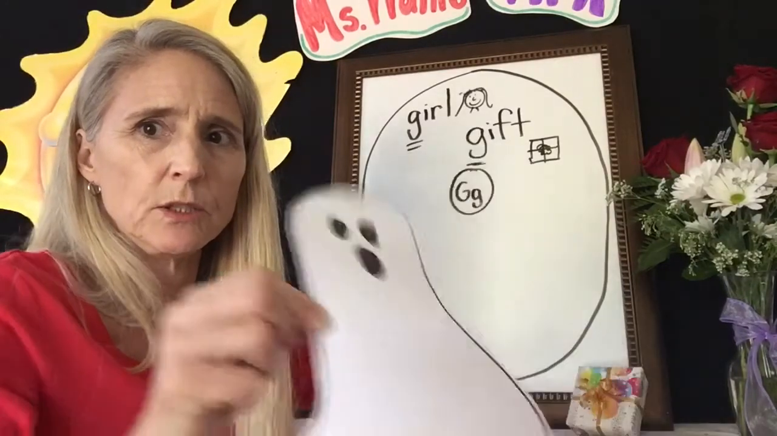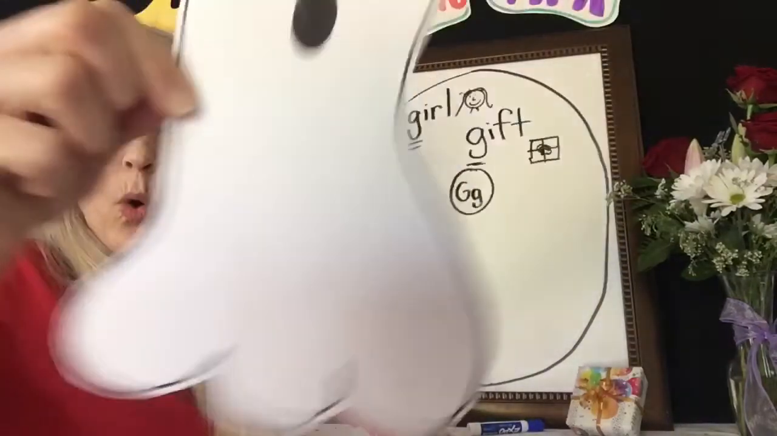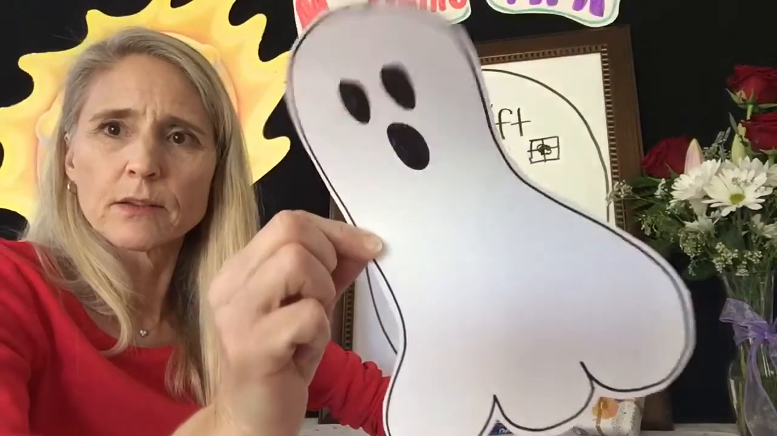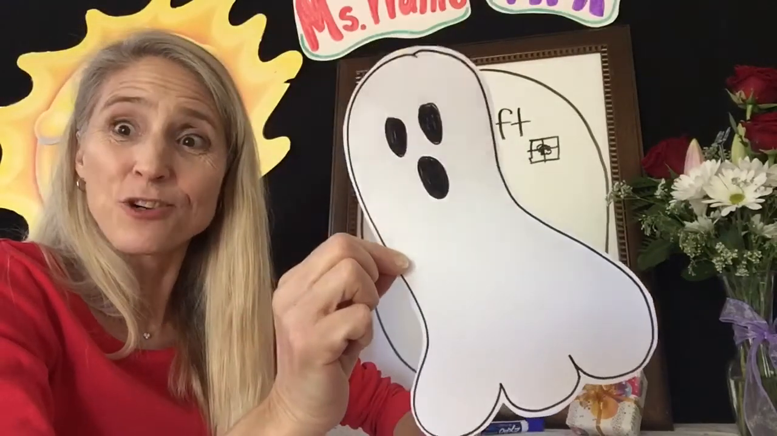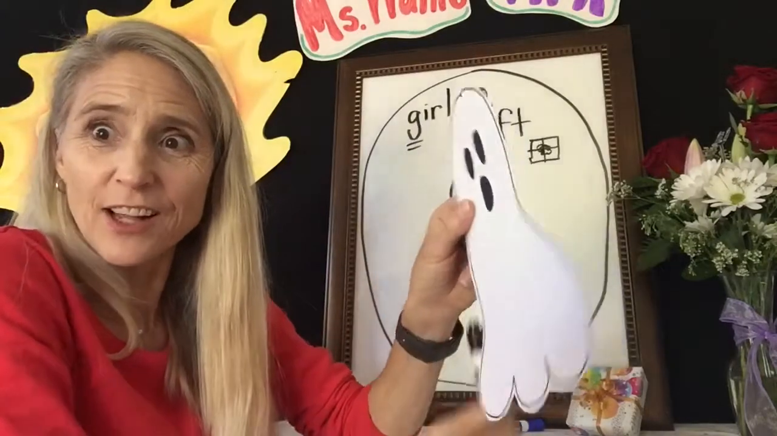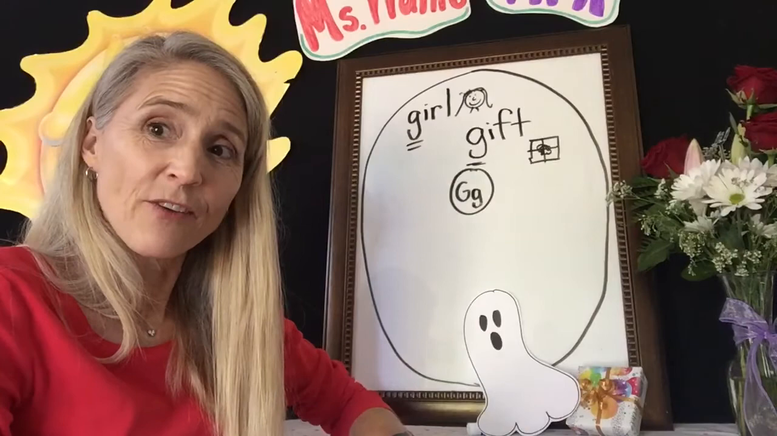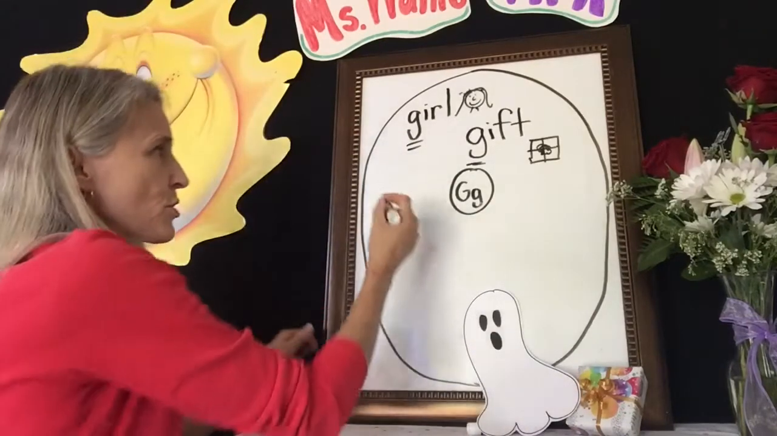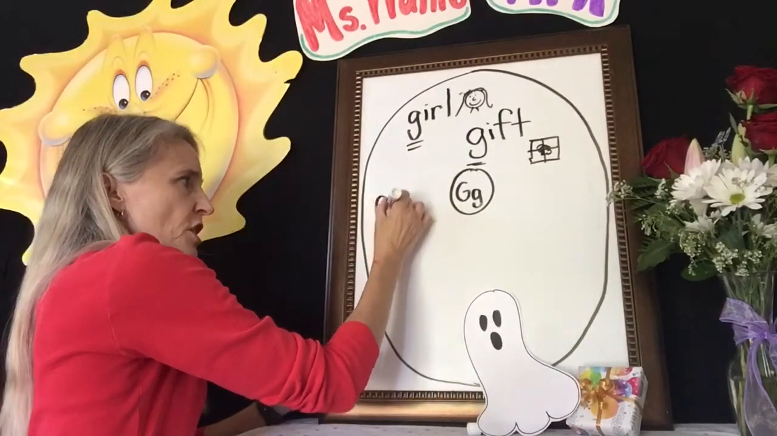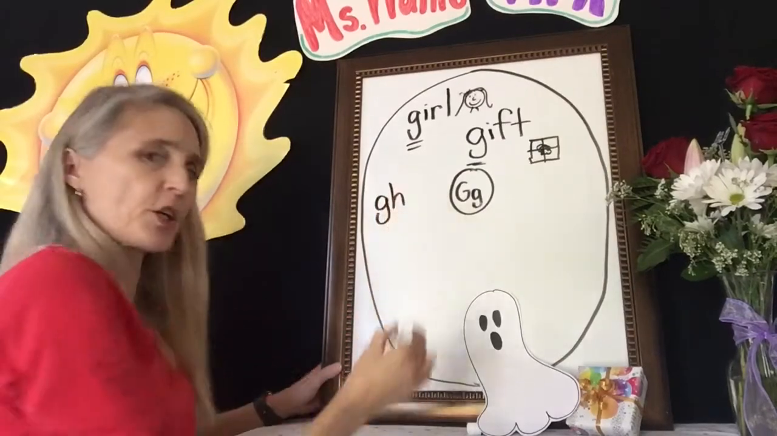Here it goes. What is that called? Yeah, our ghost. Usually you just see those around Halloween time, huh? Ghost. What does ghost start with? Right, your ghost. You got your G, and there's a quiet little H in there.